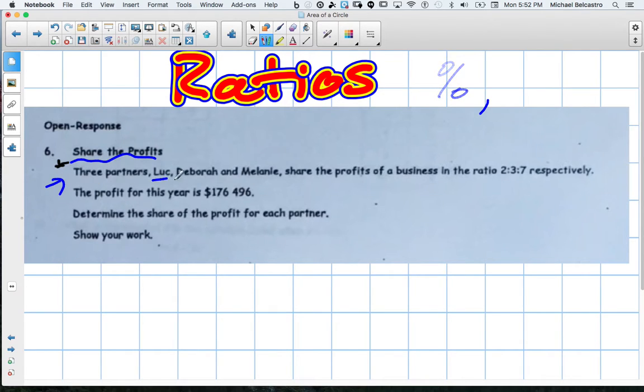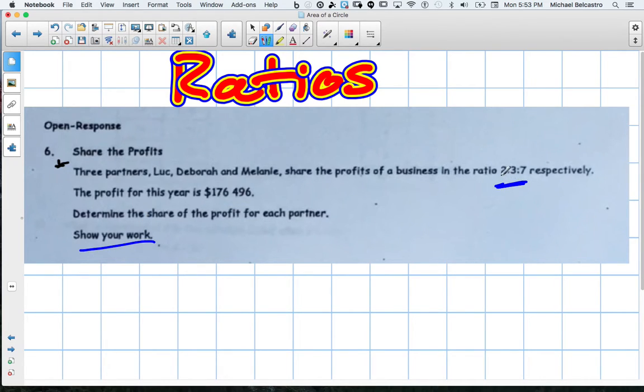There are three partners, Luke, Deborah, and Melanie, and they share profits of a business in the ratio of 2, 3 to 7, respectively. So in other words, Luke gets 2 to Deborah's 3 to Melanie's 7. Melanie is cleaning up and the other guys are getting ripped off. And the profit for the company this year is a lot of money, $176,496. Determine the share of the profit for each partner. And show your work.